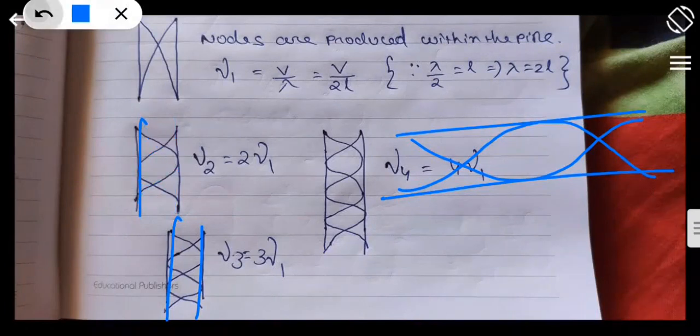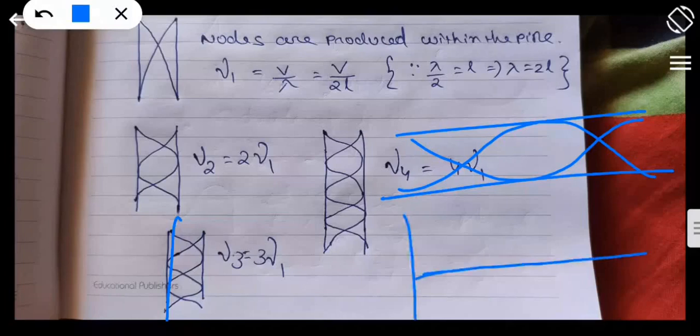So here in this case, if I want to calculate this one, let me draw it. Starting from an antinode, it has just started from an antinode. It's starting from an antinode like this, so I can draw it like this.